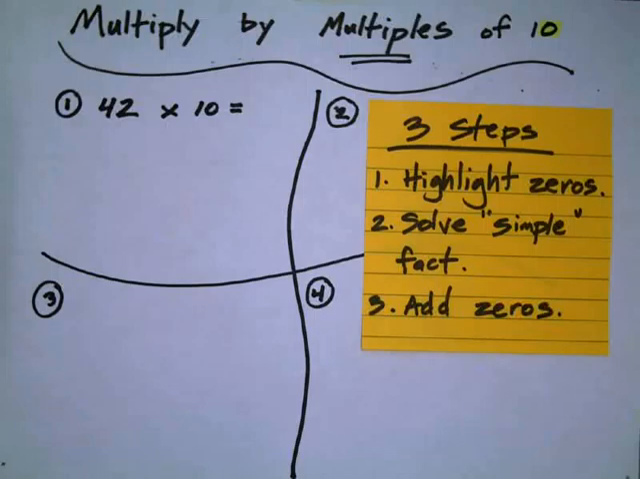Today we'll be looking at how to multiply by multiples of 10. Multiple is a vocabulary word we've been using in class. A multiple is any number you say when you're counting by a particular number. In this case, the multiples of 10 would be 10, 20, 30, 40, and so on.